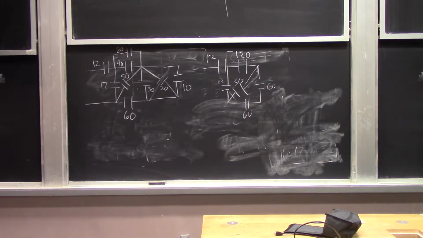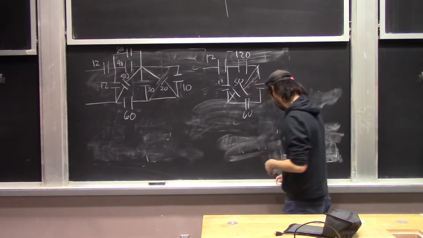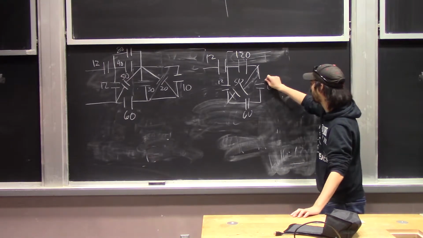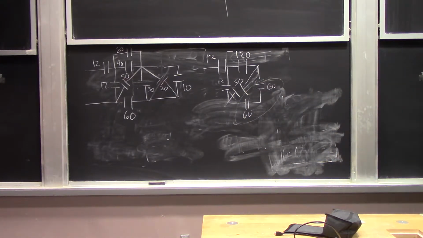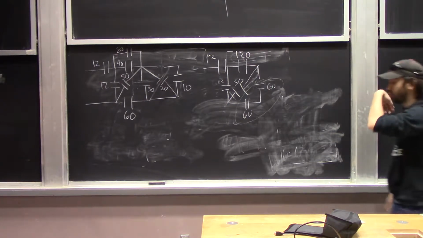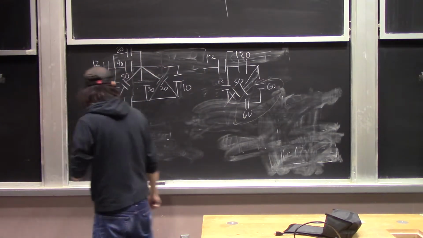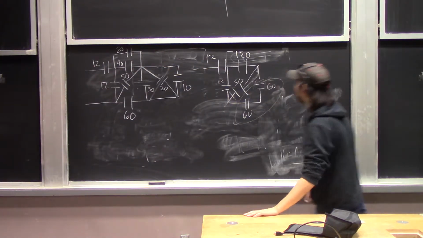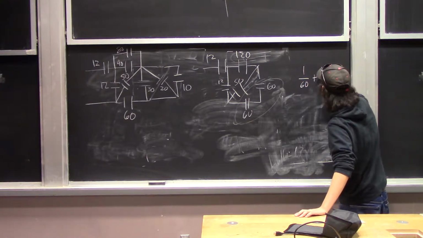Now, this is where people started having problems because it's like, well, what can I add in parallel? What can I add in series? It turns out the only things I can add together at this point are these two, because these ones are going to be in series. The rule for adding these in series is that 1 over the equivalent capacitance is equal to 1 over C1 plus 1 over C2. So that says 1 over 60 plus 1 over 60.